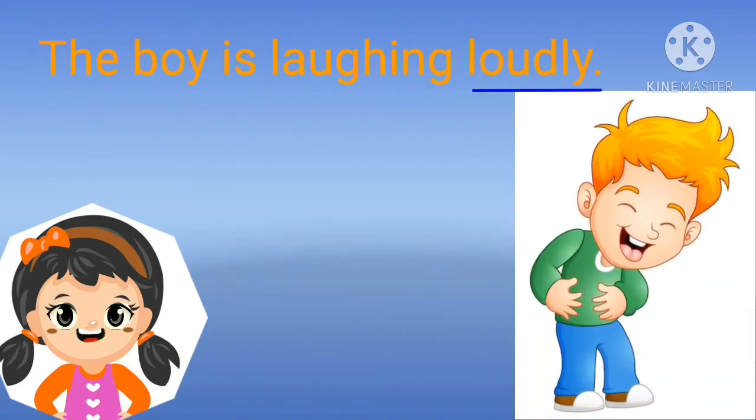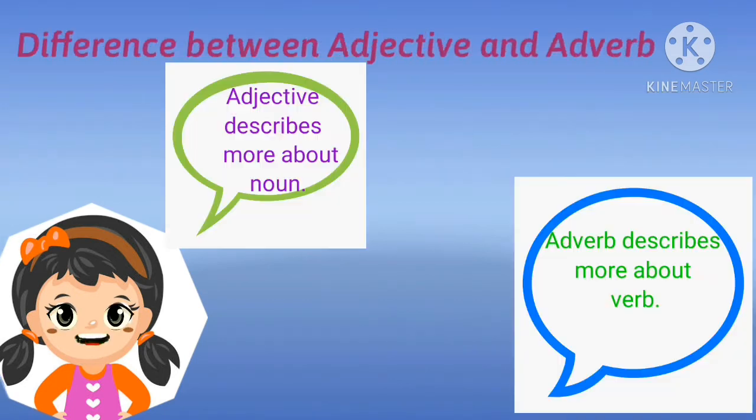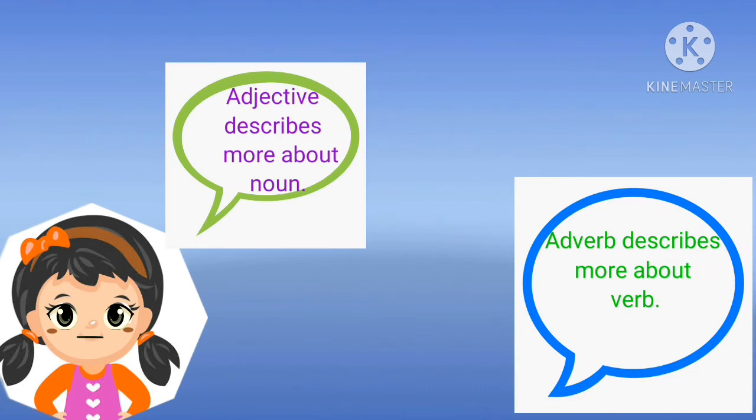The next example is the boy is laughing loudly. In this, the verb is laughing and loudly describes more about the verb laughing. So it is an adverb. Difference between adjective and adverb: an adjective describes more about a noun, whereas an adverb describes more about a verb.